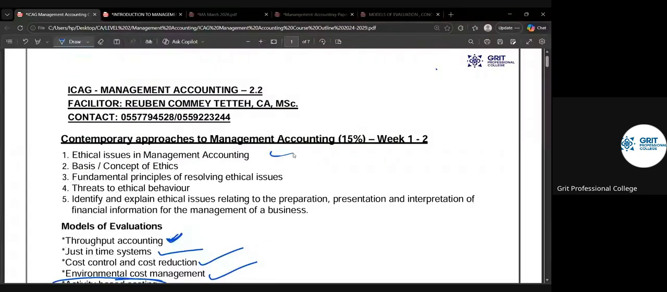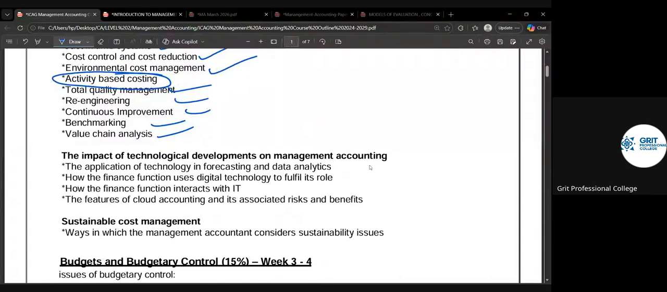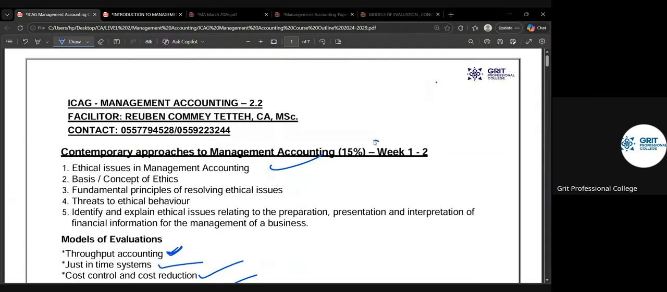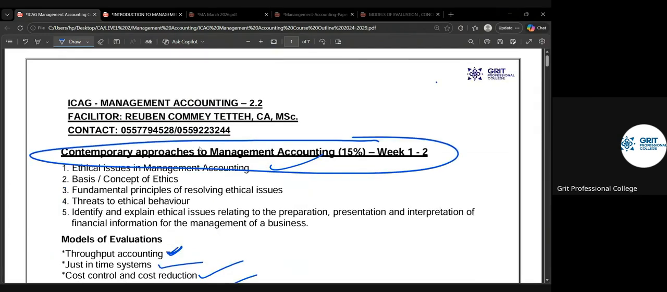We'll talk about ethics, right? And so on and so forth. We'll talk about all of these things. And again, they form part of the contemporary approaches for what? 15 marks. So let's just have that at the back of our mind as we prepare for our next meeting on Saturday.